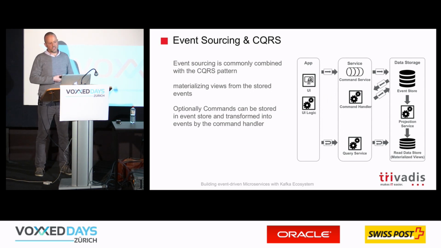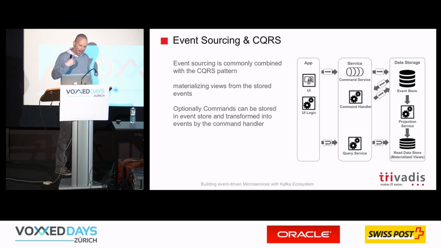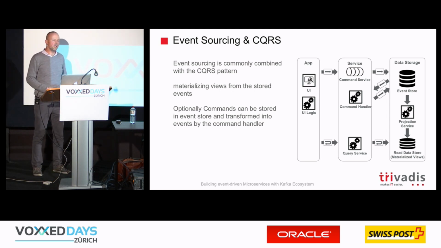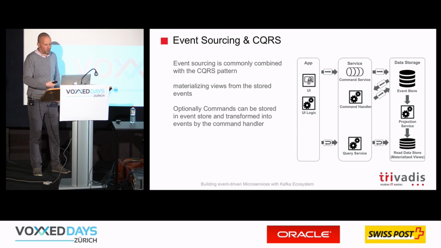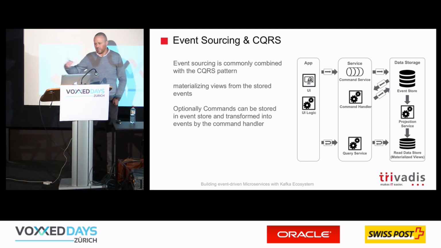The combination of these two, event sourcing and CQRS, means I have an event store, and I'm using the event store as a source for the projection. So now I'm creating materialized views, and of course, I'm creating these materialized views just to speed up. So I don't need a replayer anymore. The replayer is kind of the projection service, and I'm creating materialized views.